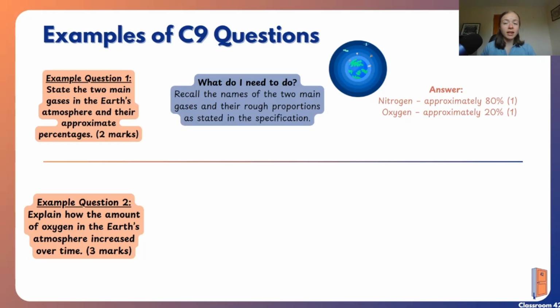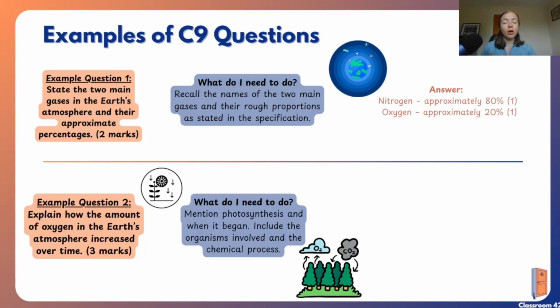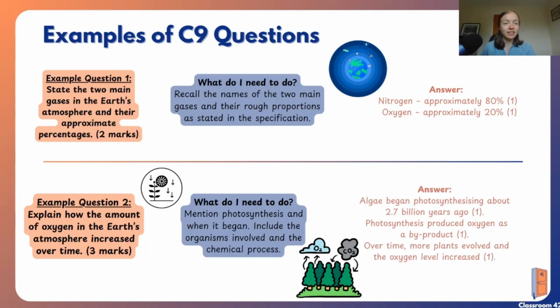Question 2 is explain how the amount of oxygen in the Earth's atmosphere increased over time. So this is going back to our talking about how the composition of the Earth came to how it is. So we want to be mentioning photosynthesis and when it began, and include the organisms involved and that chemical process, which leads to the oxygen being released into the atmosphere. So algae began photosynthesizing about 2.7 billion years ago. Photosynthesis produced oxygen as a byproduct, and over time, more plants and potentially algae evolved and the oxygen level increased. So that's explaining those 3 points there, which led to the oxygen increase in the atmosphere.